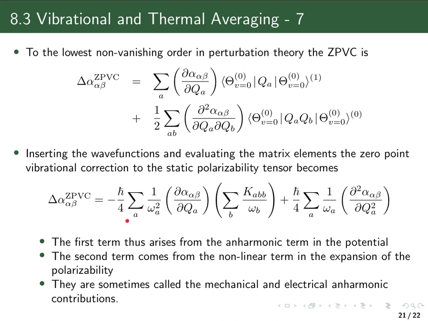For this reason, these two terms are sometimes called mechanical and electrical anharmonicity. This term includes mechanical anharmonic contributions because it's the anharmonic term from the potential, whereas this one would include the electrical anharmonic contribution because it's now a second derivative of our property. So this was the zero-point vibration correction, so it's 0 Kelvin.